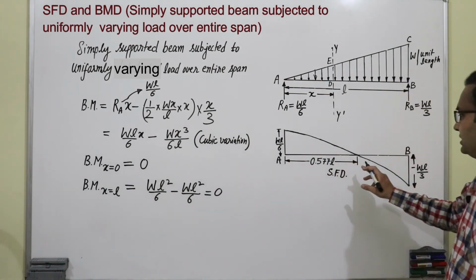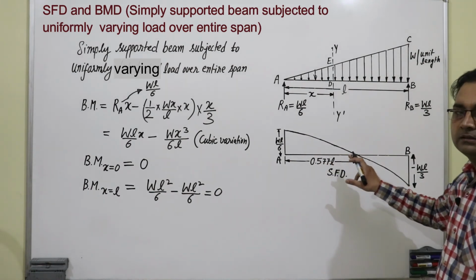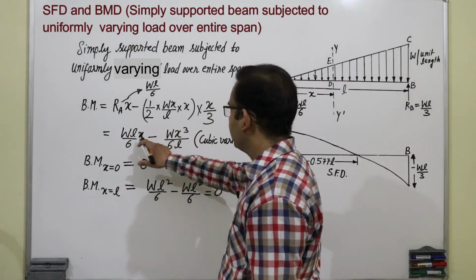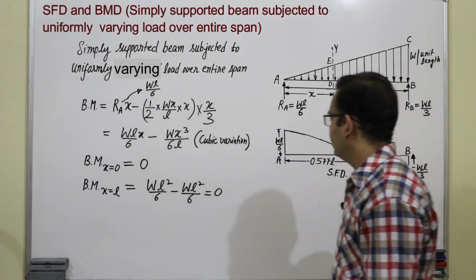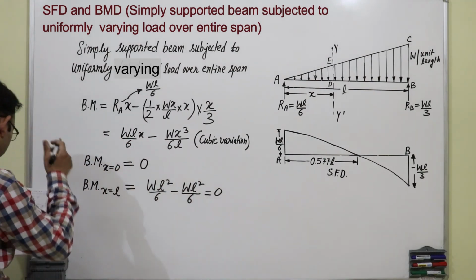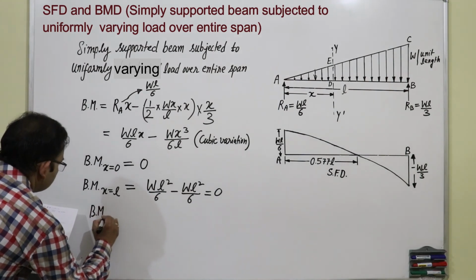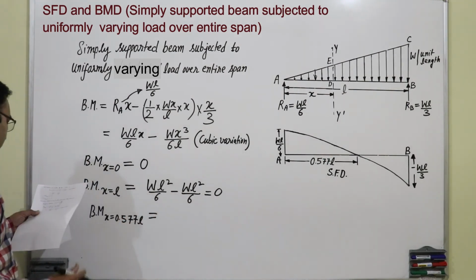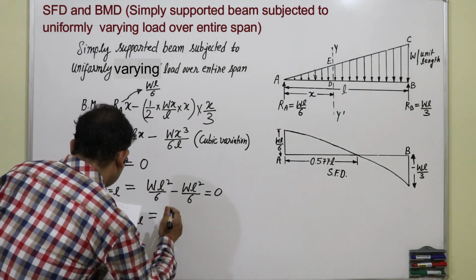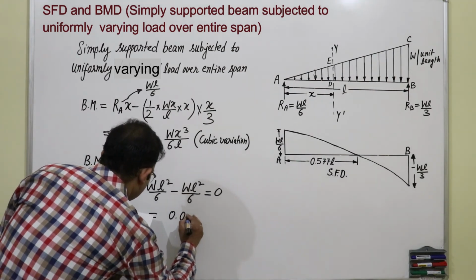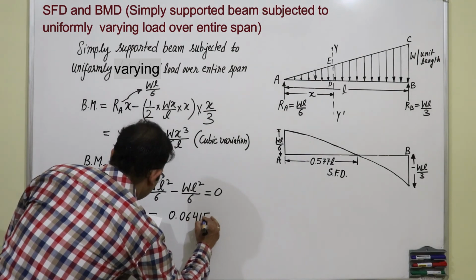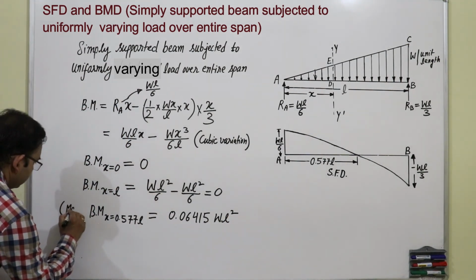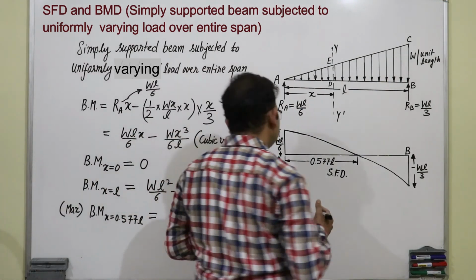We have found out shear force is 0 at a distance of 0.577 L. So, bending moment will be maximum at this distance. This is bending moment equation. We will keep x equal to 0.577 L. So, bending moment at x equal to 0.577 L, it will come out 0.06415 W L square, which is maximum bending moment. Where shear force is 0, we will get the maximum bending moment.